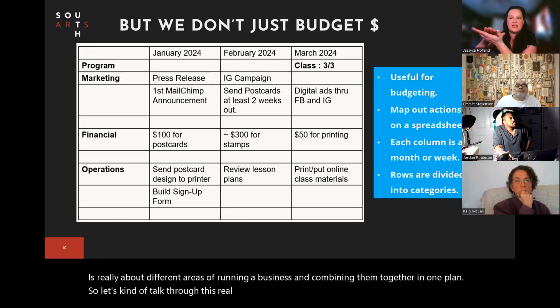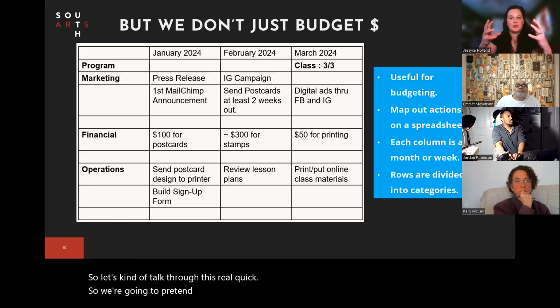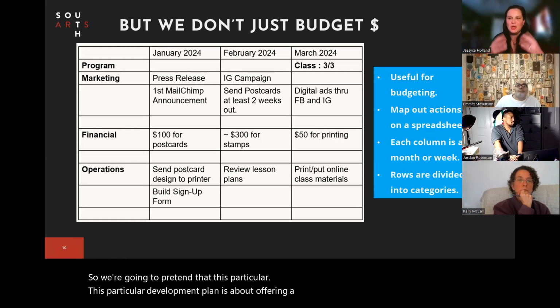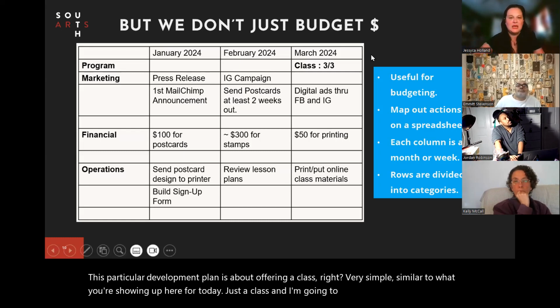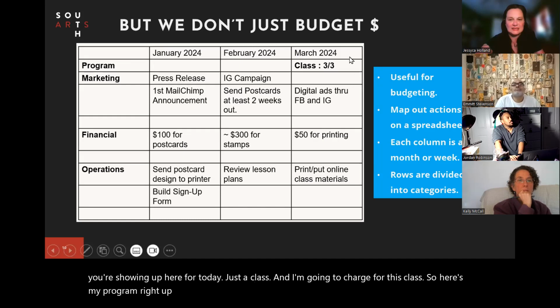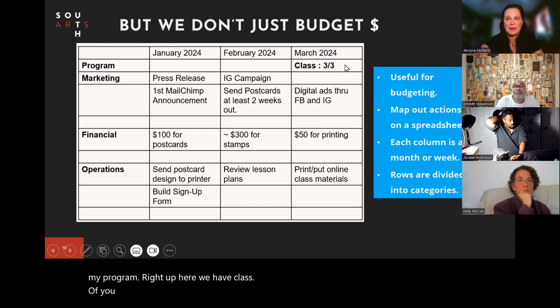So we're going to pretend that this particular development plan is about offering a class. Very simple, similar to what you're showing up here for today, just a class, and I'm going to charge for this class. So here's my program right up here. We have a class happening in March. It's going to happen on the 3rd of March in 2024.